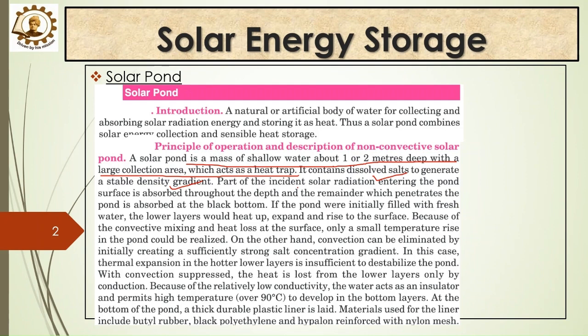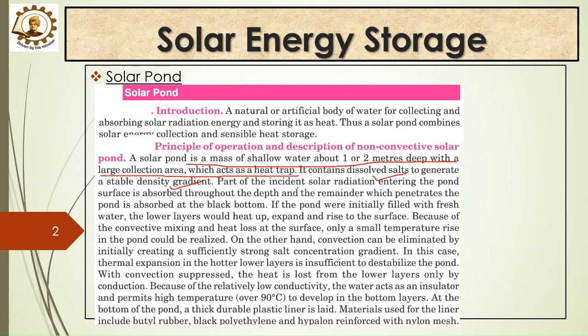If the pond is initially filled with fresh water, the lower layers would heat up, expand, and rise to the surface. Because of the convective mixing and the heat loss at the surface, only a small temperature rise in the pond can be obtained. On the other hand, convection can be eliminated by initially creating a sufficiently strong salt concentration gradient. In this case, the thermal expansion in the hotter lower layers is insufficient to destabilize the pond.